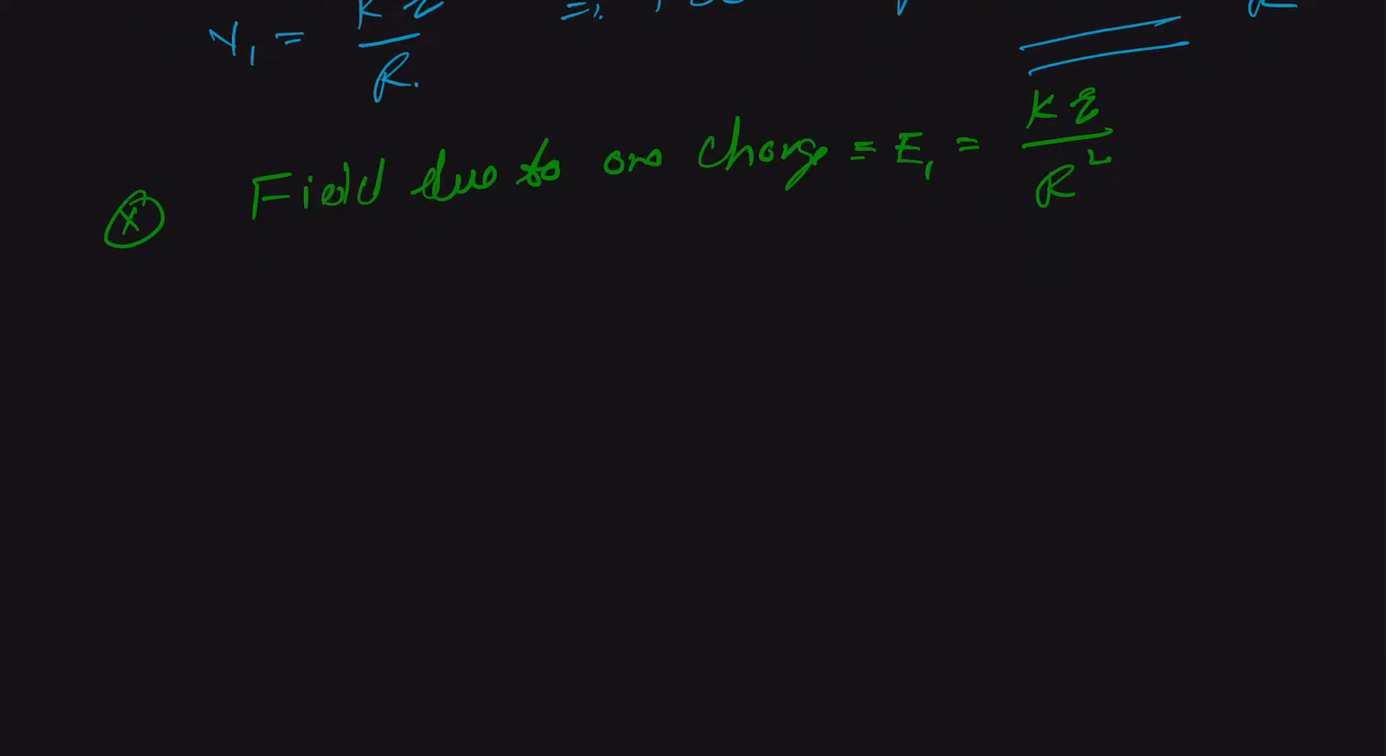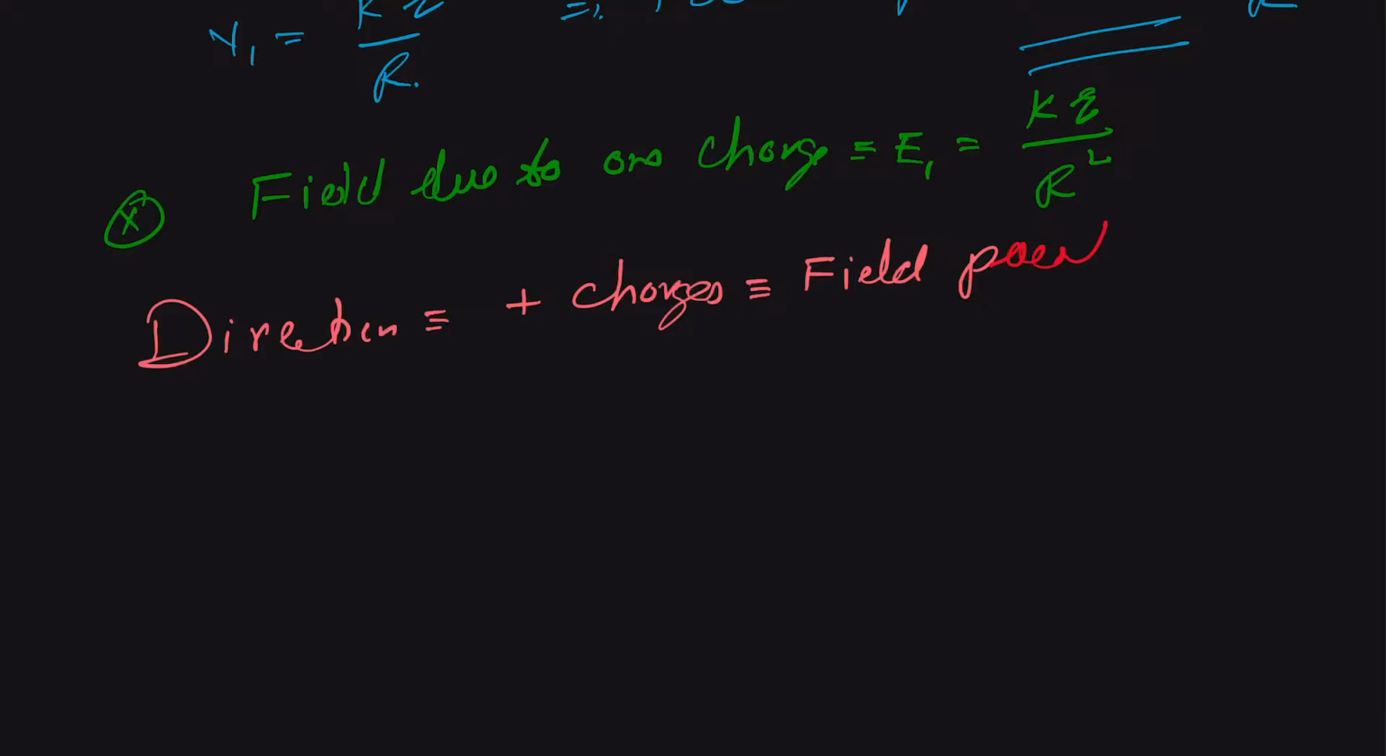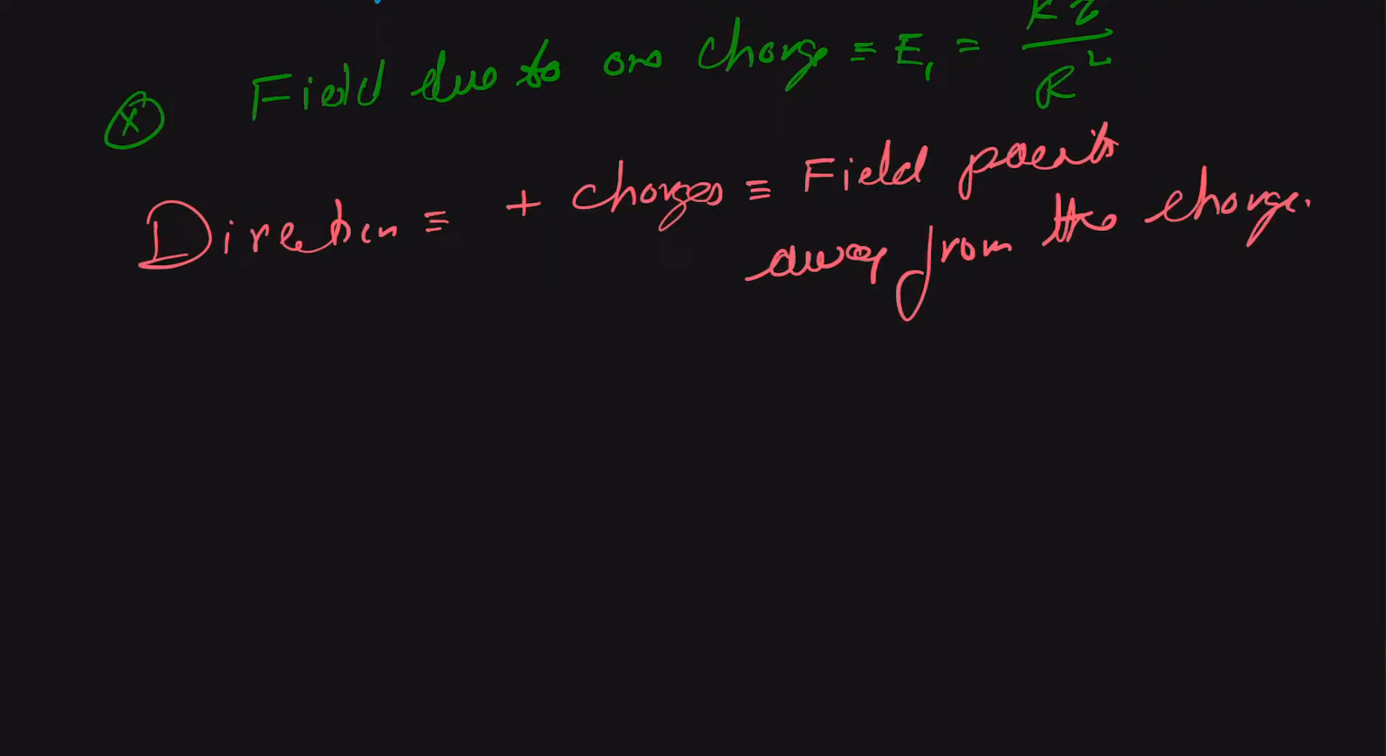So you can say our direction: we have all positive charges, therefore the electric field points away from the charge. So it means at the center each field vector points from the vertex outward, away from the charge.